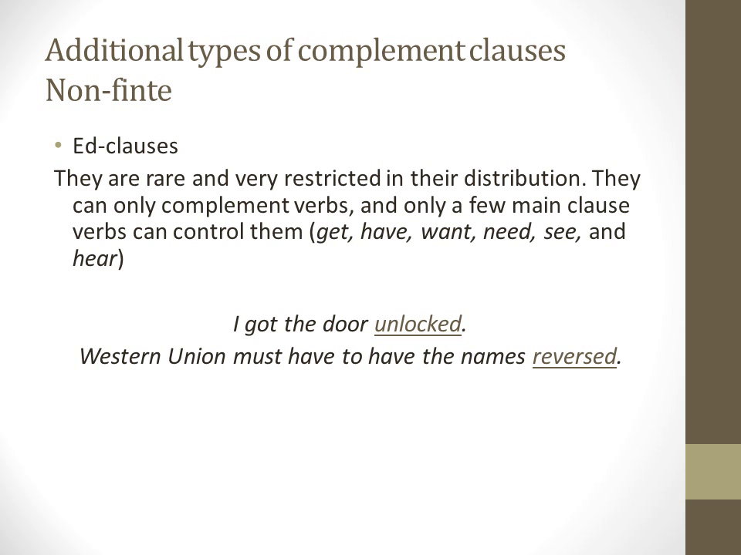And then another type are the ed clauses, the past tense, the past participle rather. And they're not as common. So I got the door unlocked. Western Union must have to have the names reversed. And notice that there are only a few main clause verbs that really can be used with these. Get, have, want, need, see, and hear.